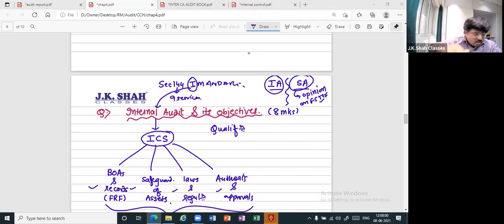Then what is the qualification for the internal auditor? Will there be any qualification? No. There is no specific qualification for the internal auditor. Anybody can become an internal auditor. You also can become an internal auditor, who is listening to me and looking at me. Somebody should appoint you. Nobody will.